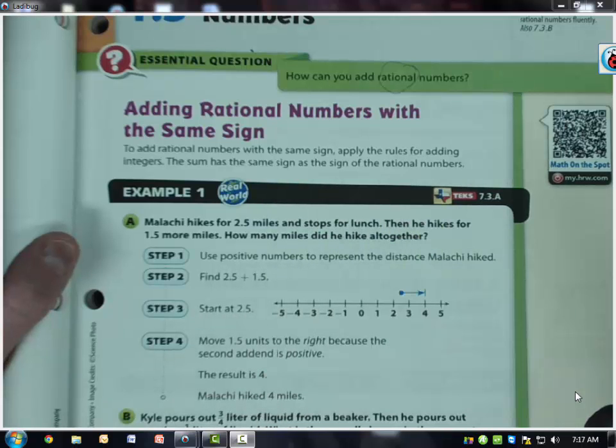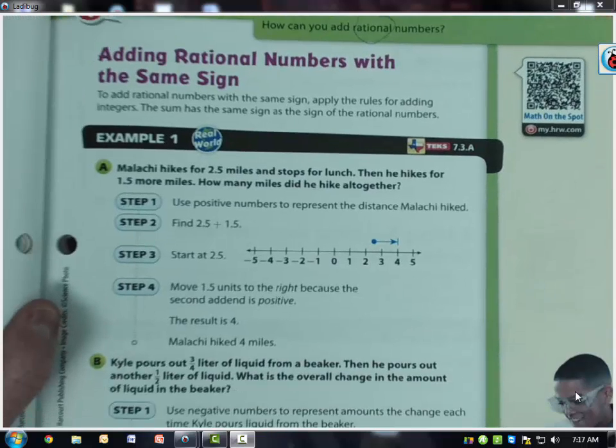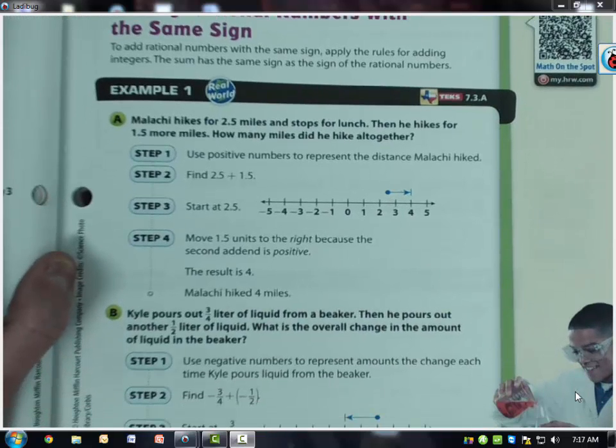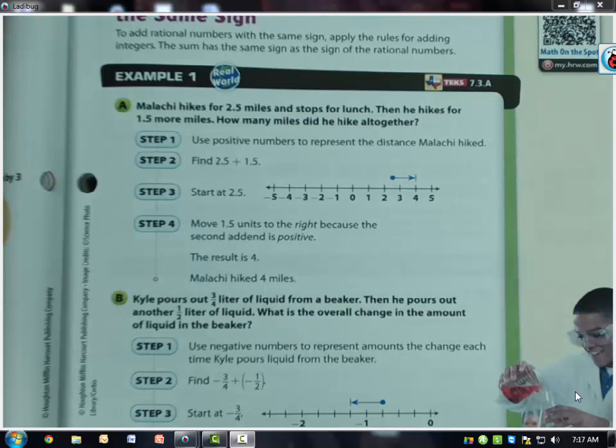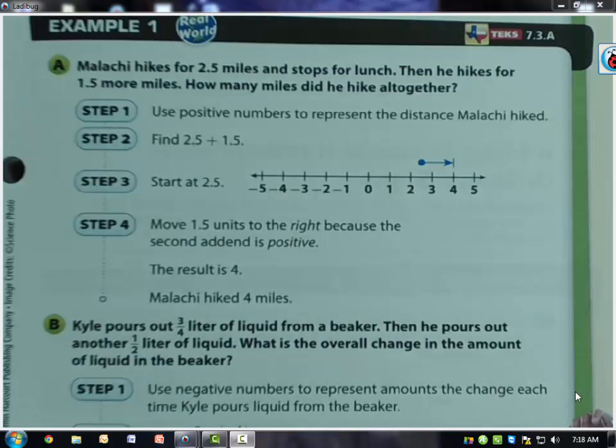Okay, so example number 1. When I go through this, guys, I am not going to read every little thing because this video would take forever. So what I'm going to do is I'm going to read the questions and we're kind of going to do our own steps in a faster version.